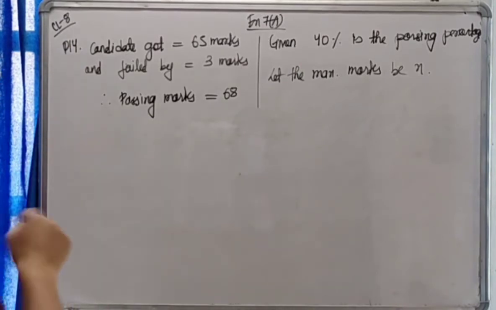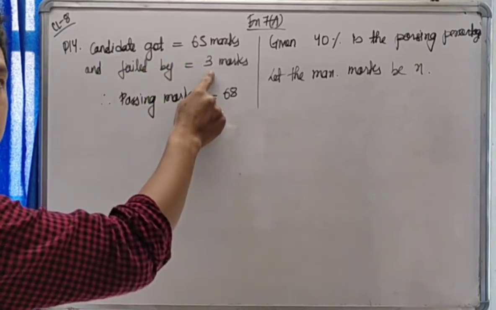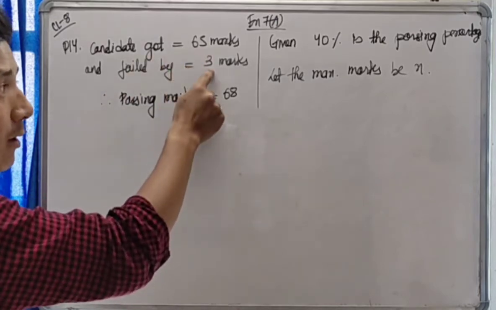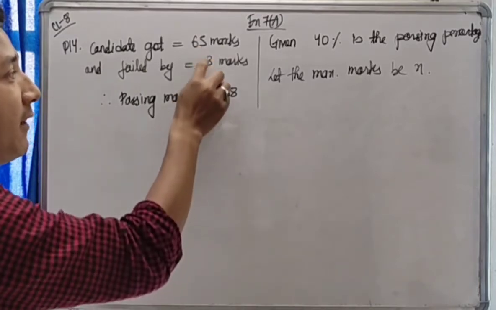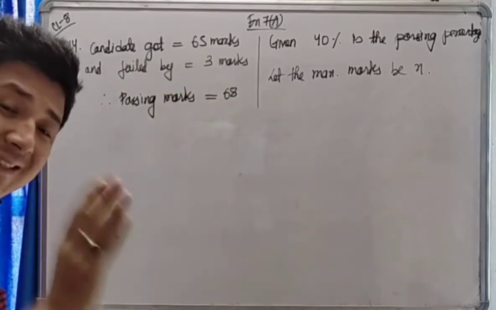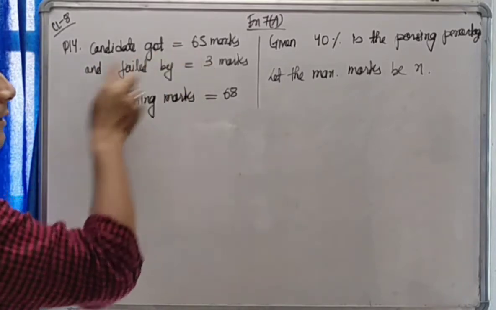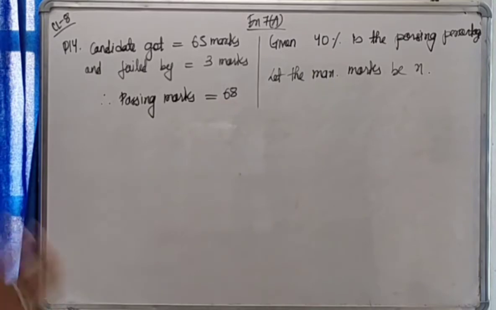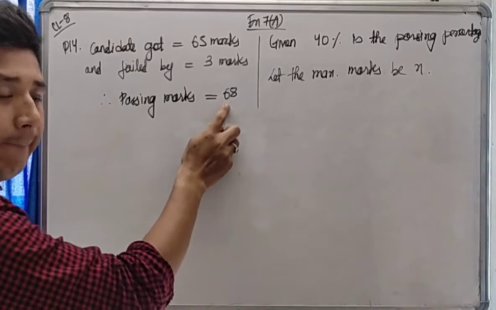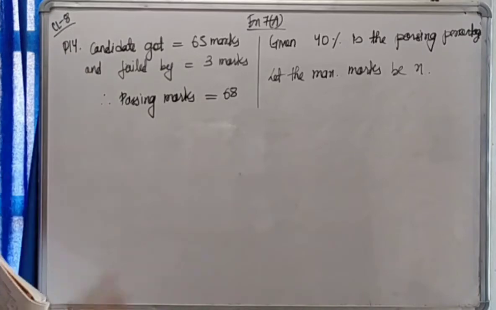Now here's a twist. A candidate got 65 marks and he failed by 3 marks. If he could have got 3 marks more, he could have passed. So which means, what is the passing marks? The passing marks is 65 plus 3, that is 68. If you get 68, then you will pass. Understand my point? He got 65 and he failed by 3 marks. Then what is the passing marks? 68. If he could have got 68, he could have just passed. So the passing marks becomes 68.